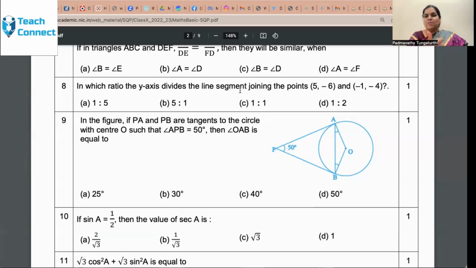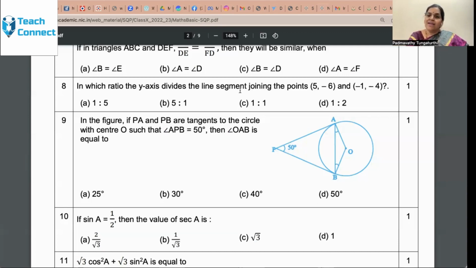Let them know which point is on the y-axis, which point is on the x-axis, and what point is falling on the third quadrant, second quadrant, first quadrant, and fourth quadrant. Minus 5, minus 6: x is negative, y is negative, it is the third quadrant. 5, minus 6: x is positive and y is negative, that is in the fourth quadrant.